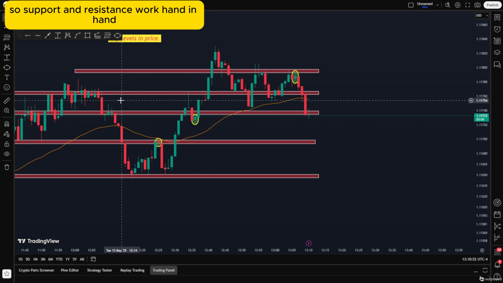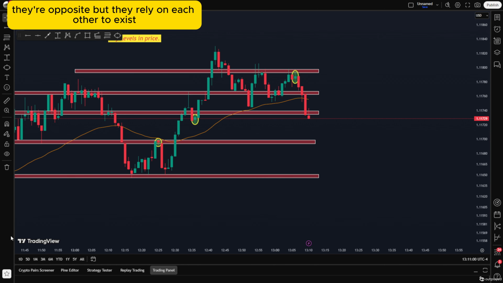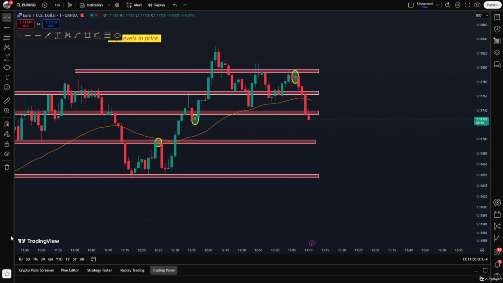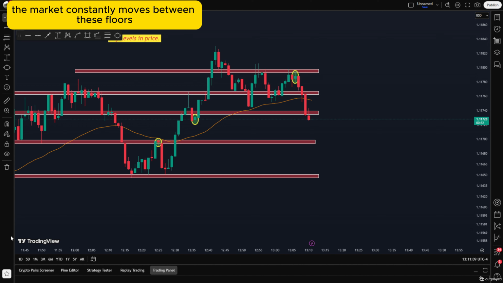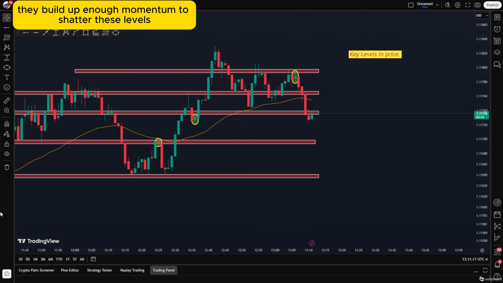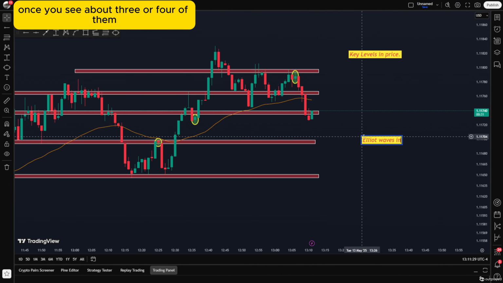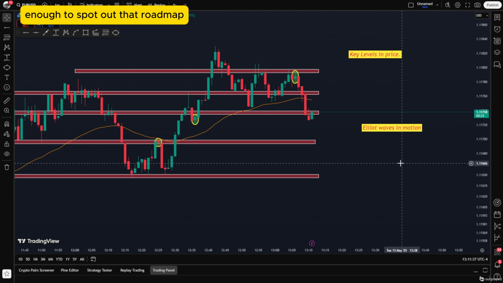smooth. So support and resistance work hand in hand. They're opposites, but they rely on each other to exist. The market constantly moves between these floors and ceilings, like support and resistance. Eventually, they build up enough momentum to shatter these levels, breaking out into new highs and new lows. Once you see about three or four of them, enough to spot that roadmap, you will see the theory of Elliott waves come onto the chart.